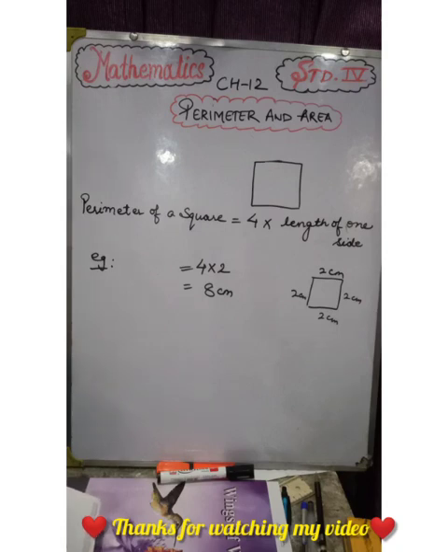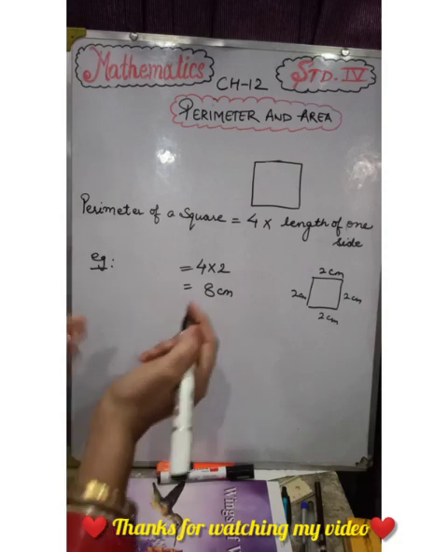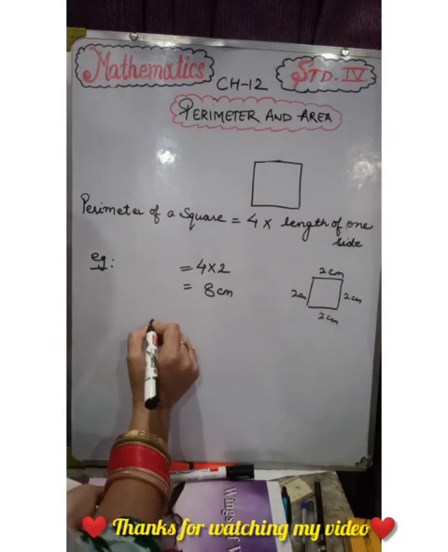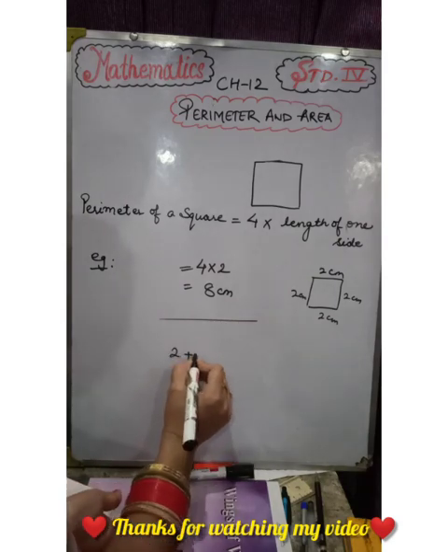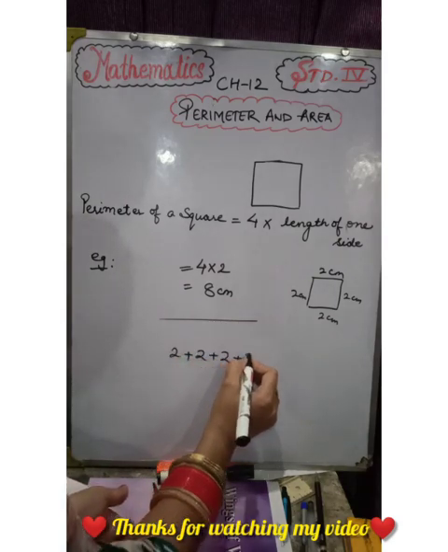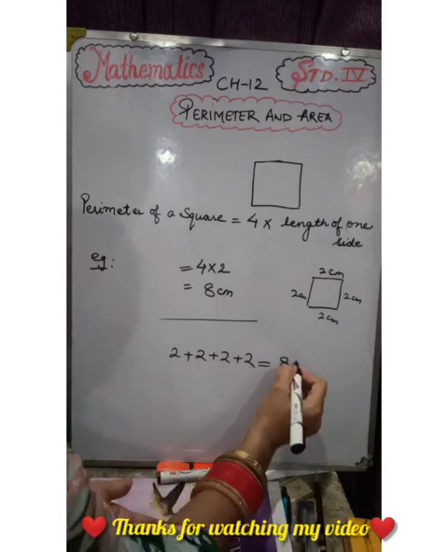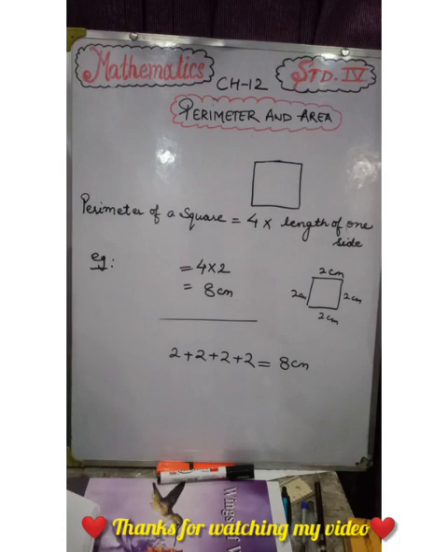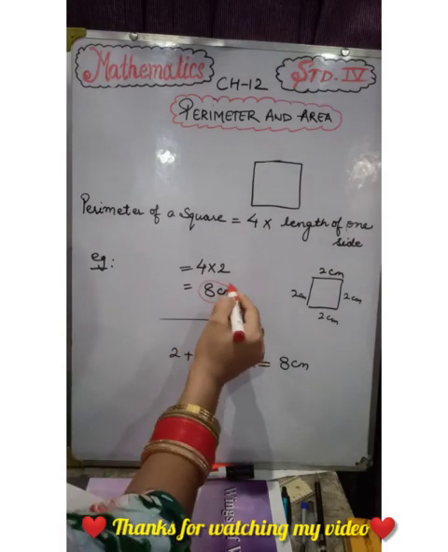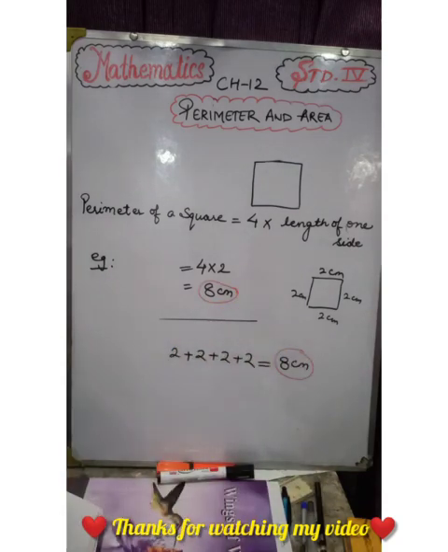Suppose we are not using the formula or we forgot the formula in the exam. What will you do? Don't leave the question. You remember perimeter of any figure is sum of all the sides. So you can use that also. In another case, 2 plus 2 plus 2 plus 2. 2 plus 2, 4 plus 2 is 6 plus 2, 8. Answer is 8. So in both the cases, answer is same.